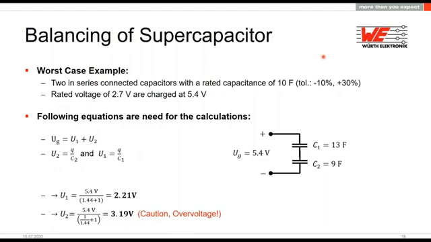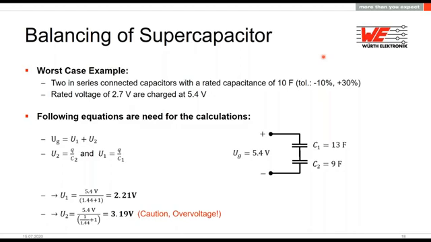Balancing is really important because of the tolerance of the products. This example here shows when you have 2 parts connected in series, total capacitance here would be 10 farad. The tolerance is +10 and -30%. They charge to 5.4 volt. And here the worst case scenario would be that I have 9 farad and the other one has 13 farad.